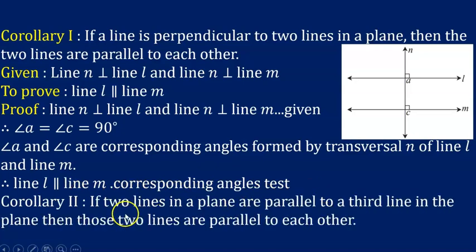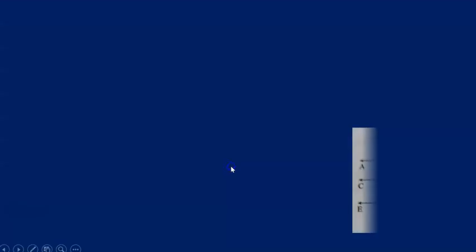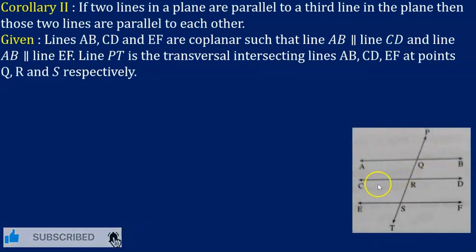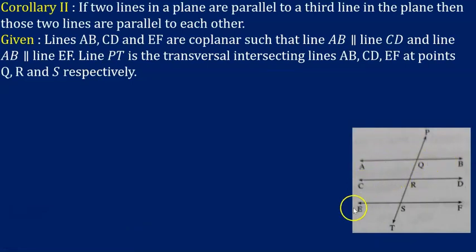Next corollary, if two lines in a plane are parallel to a third line in the plane, then those two lines are parallel to each other. Now we'll prove this. See this here. In this figure, line CD is parallel to line AB. Line EF is parallel to line AB. Therefore, these two lines, line CD and line EF, are parallel to AB. It means that line CD and EF are also parallel to each other.